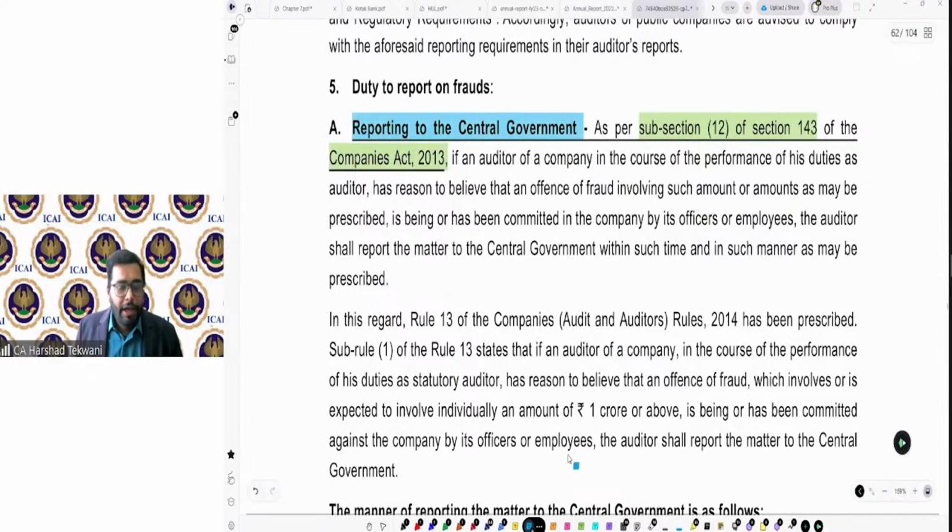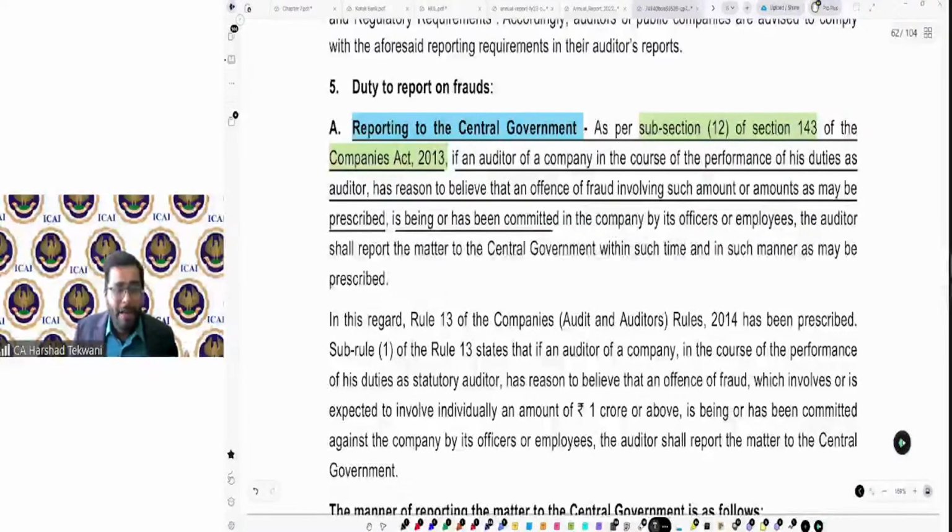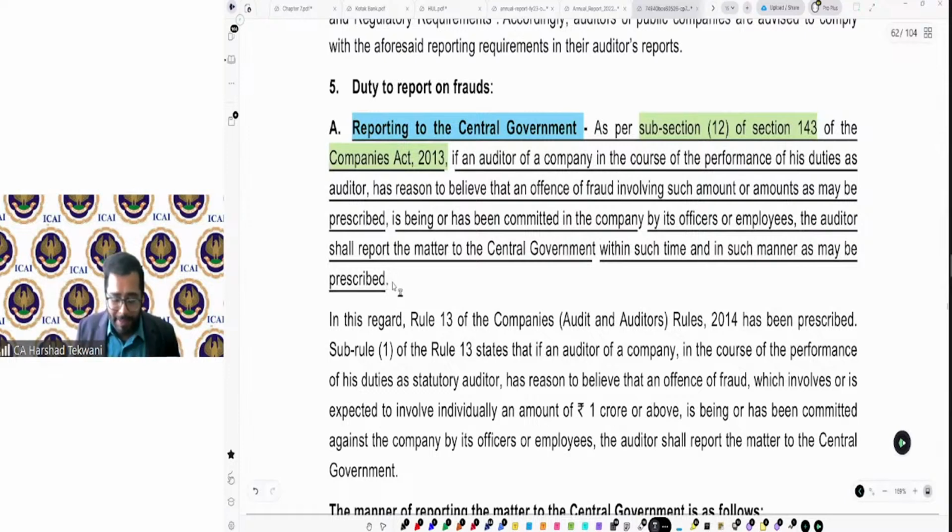Now, what the section says is, if an auditor of the company, in the course of the performance of his duties as an auditor, has a reason to believe that an offense of fraud involving such amount or amounts as may be prescribed, I'll come to the amount portion, is being or has been committed in the company, means if it is happening now or has happened in the past, by its officers or employees, then the auditor is required to report the matter to the central government within such time or manner as may be prescribed. Okay, so let's bifurcate this particular part.